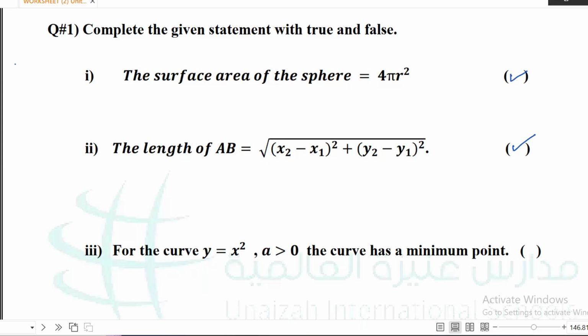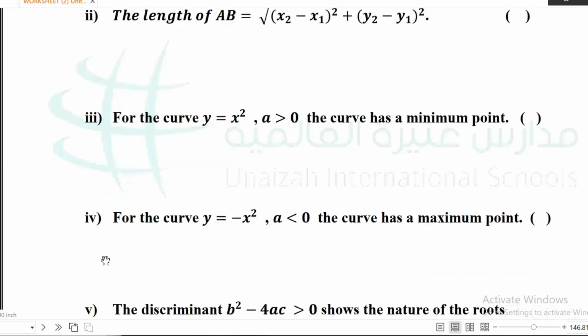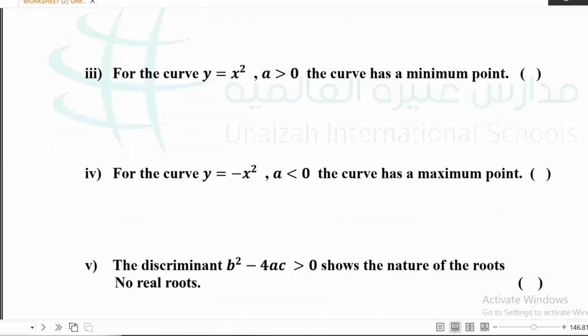Next, we have minimum and maximum points. As we all know, when we have y is equal to x square, and the value of a can be 1 or more than 1, which is greater than 0, so we always have a u shape.